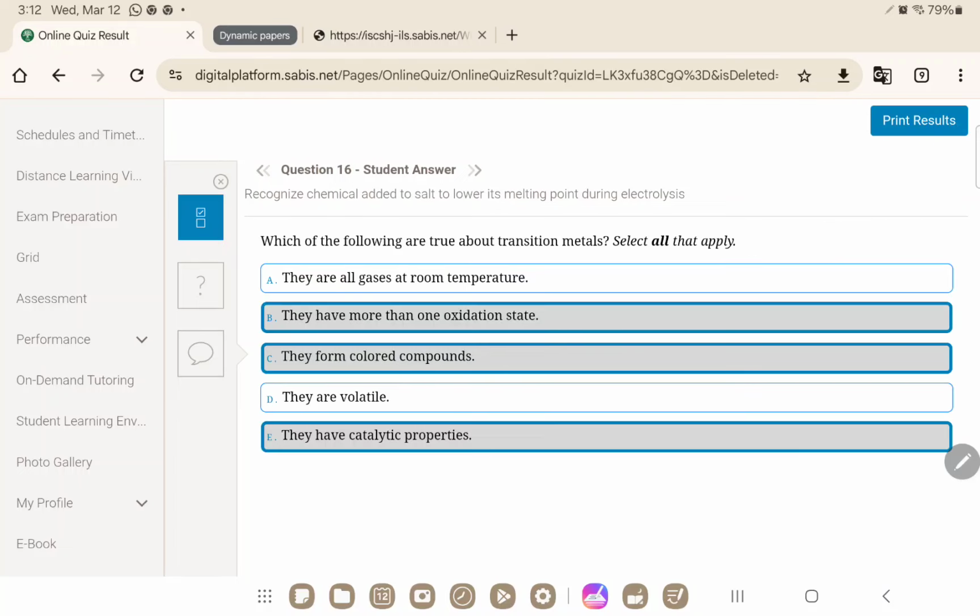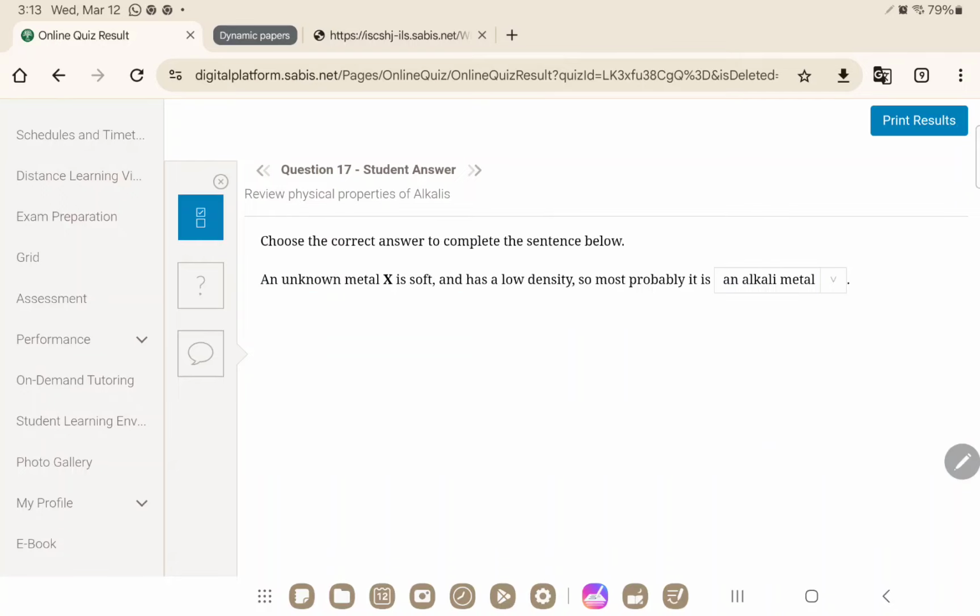Which of the following is true about transition metals? We already saw a question like this. They have more than one oxidation state, they form colored compounds, and they have catalytic properties. Moving on. Okay, whenever you see soft and low density, it's an alkali metal, which is group 1 metal. Moving on.